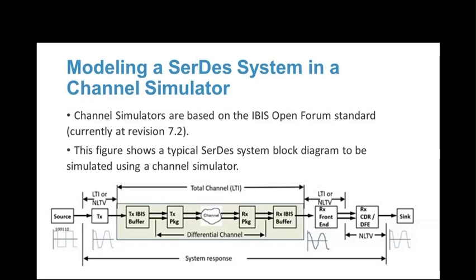There's the receive IBIS-AMI model that typically contains a receive continuous time linear equalizer, clock and data recovery unit, and decision feedback equalizer with differential IBIS buffer input from the channel. The IBIS buffer can optionally be a 4-port S parameter file.